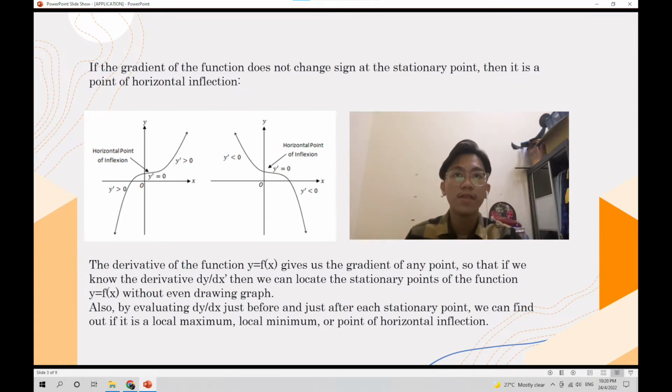If the gradient of the function does not change sign at the stationary point, then it is a point of horizontal inflection. The derivative of the function y equal to f(x) gives us the gradient at any point, so if we know the derivative dy over dx, then we can locate the stationary points of the function y equal to f(x) without even drawing the graph. Also, by evaluating dy over dx just before and just after each stationary point, we can find out if it is a local maximum, local minimum, or point of horizontal inflection.